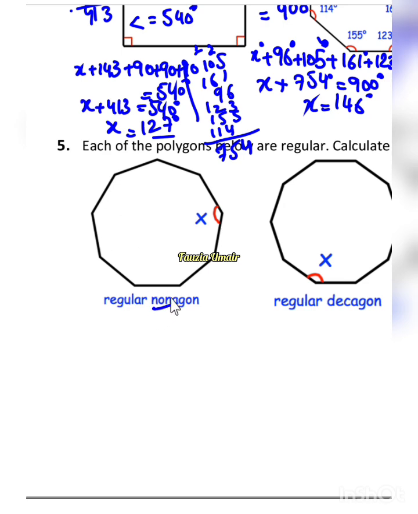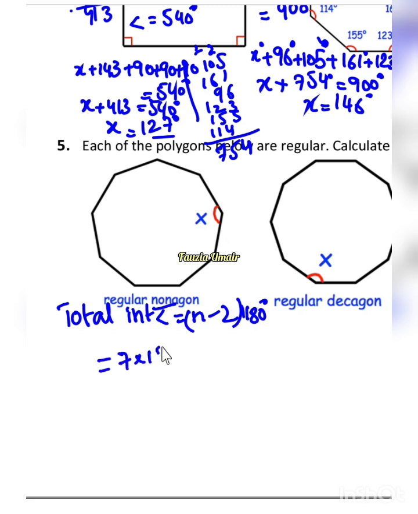So the first one is a nonagon. Nonagon is a 9-corner shape. So the total interior angle would be n minus 2 into 180 degrees. So I will calculate the total interior angle first. So it would be 7 into 180. If I calculate this value, 8 sevens are 56. So 7 plus 5 would be 12. 1260 is the total interior angle.